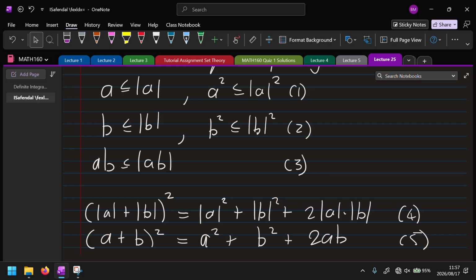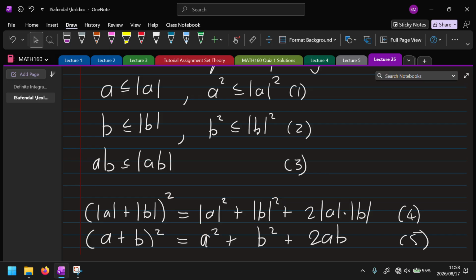Right? The second one is smaller, right? From number 1, the second one is smaller. Okay, let's look at b squared for equations 4 and 5. We have the absolute value of b squared and b squared. The second one is smaller.